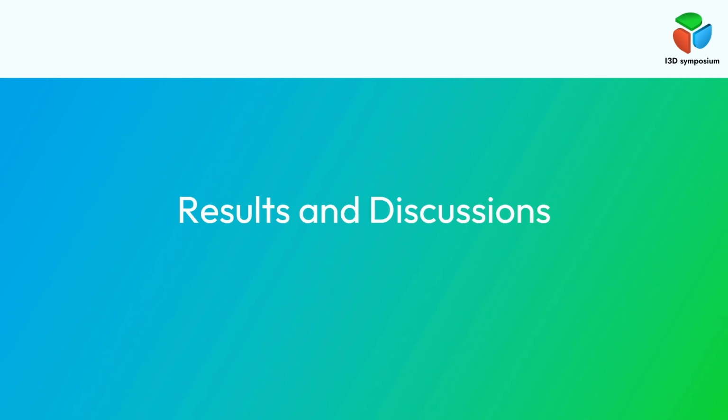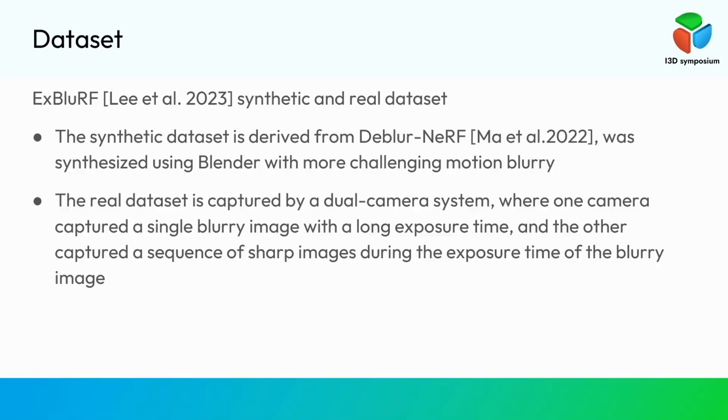And here we jump to the results and the discussions, okay? The dataset used within the evaluations is taken from BAGS. It provides a synthetic and a real dataset. The synthetic dataset is derived from Deblur-GS and was synthesized using Blender with more challenging motion blur. And the real dataset is captured by a dual camera system, where one camera captures a single blurry image with a long exposure time, and the other captures a sequence of sharp images during the exposure time of the blurry image.